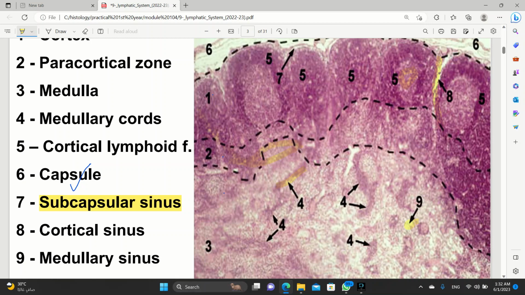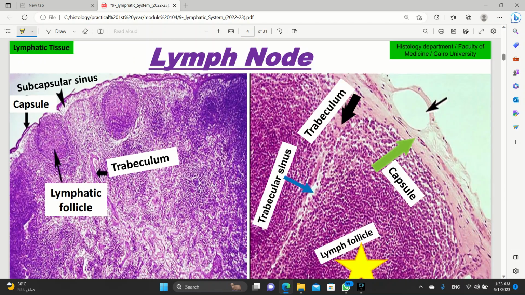What's above it? Cortex. What's below it? The medulla. Medulla has medullary cords and medullary sinus. Sinus is the white part here. That's a medullary sinus. And now we're done. Okay, what's that? A lymph node. Why? Because there are 3 layers that are covered by a capsule.